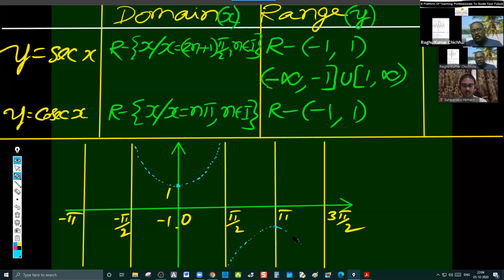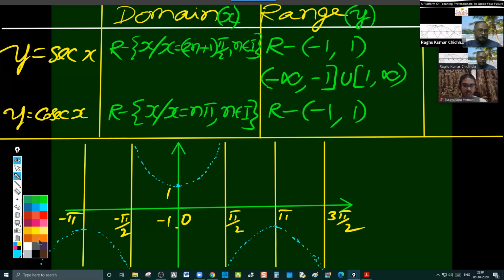You need not draw the exact graphs in 11th and 12th, even in the entrance examinations. You must know the basic shape of the graph because you will have to understand its maximum value, minimum value, where it is increasing, where it is decreasing, where it is taking a turn, and all this. So this is the secant x graph. Okay? Now, can you imagine how the graph of cosecant x will be?